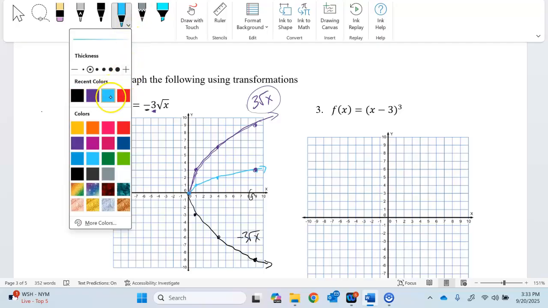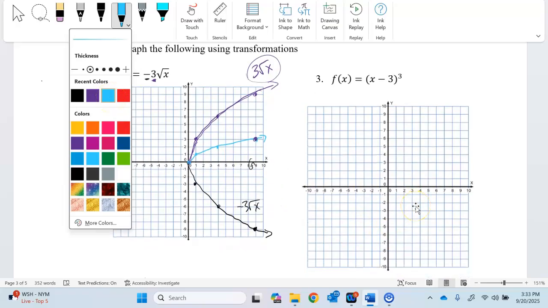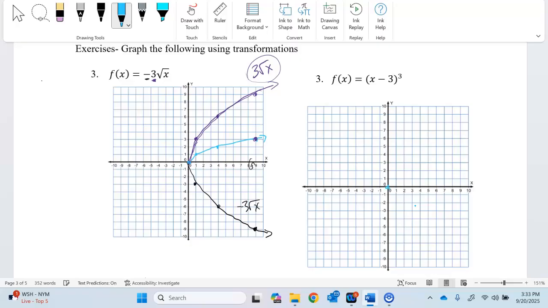Okay, how about x minus 3 cubed? I got to understand first that the cubic function is my original graph. 1 cubed, 2 cubed, negative 1 cubed is negative 1, negative 2 cubed is negative 8. So, skinny graph. Parent function, a little extra curve in there, that's alright.